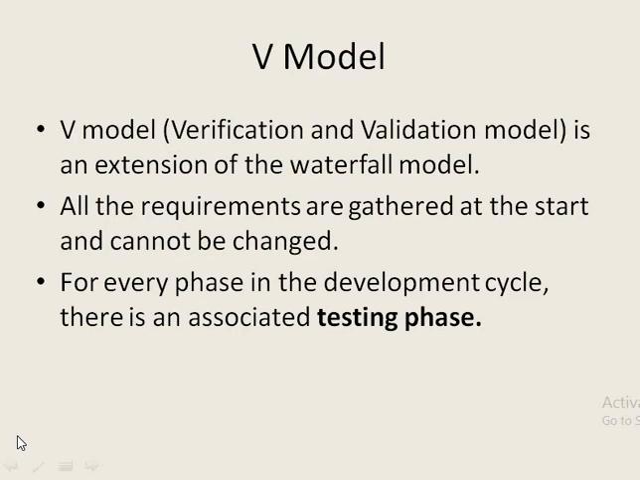So similarly, here in V model, all the requirements are gathered at the beginning and it cannot be changed. That means every requirement of the customer is fixed and it should be collected at the initial stage before the beginning of the project. And we can see that for every phase in the development cycle, there is an associated testing phase, which was not available in waterfall model. So now let us see how this model works.